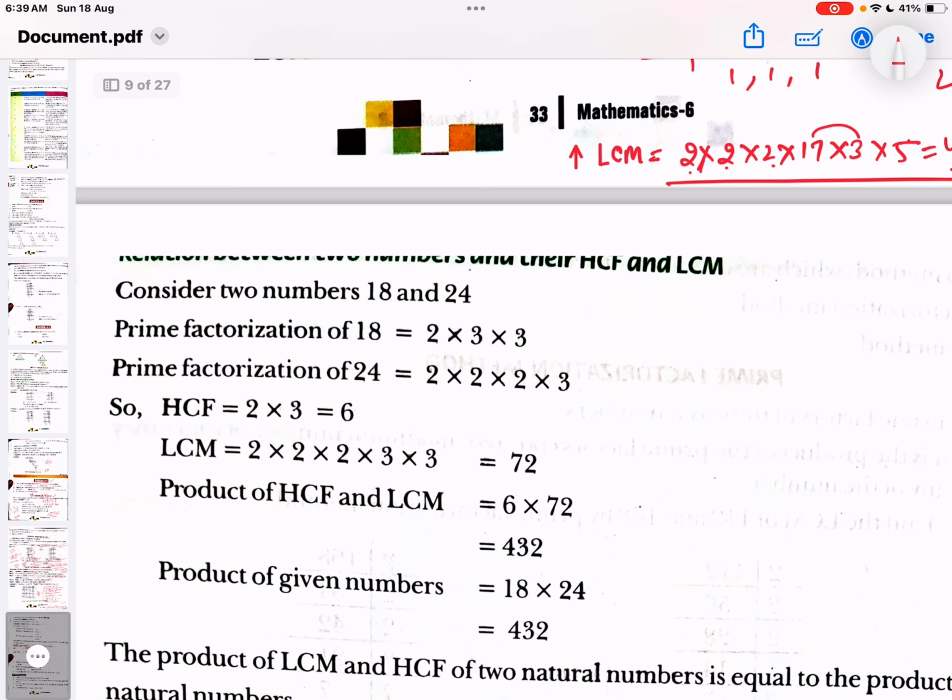यहाँ पे लिखा हुआ है consider the two numbers 18 and 24. Prime factorization of 18, you will get this number. Prime factorization of 24, you will get this number. HCF value would be what? Only the common value. The common value is 2, so you have to write here 2. 3, you have to write here 3. Now further, no 3 is here, so you will not write 3. No 2 into 2 is here, so you will not write this. So answer would be 6.